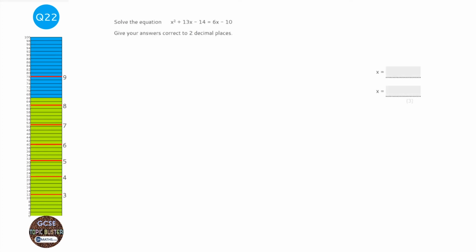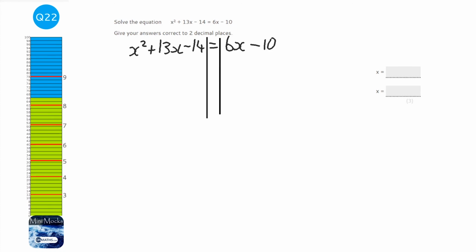To solve a quadratic, first thing you need to do is get it equal to 0. So I'm just going to write it out first of all, and then I'm going to draw my lines down so I can show the examiner what I'm doing. So the first thing I'm going to do is take away 6x both sides. So it's going to be x squared plus 7x minus 14 equals minus 10.